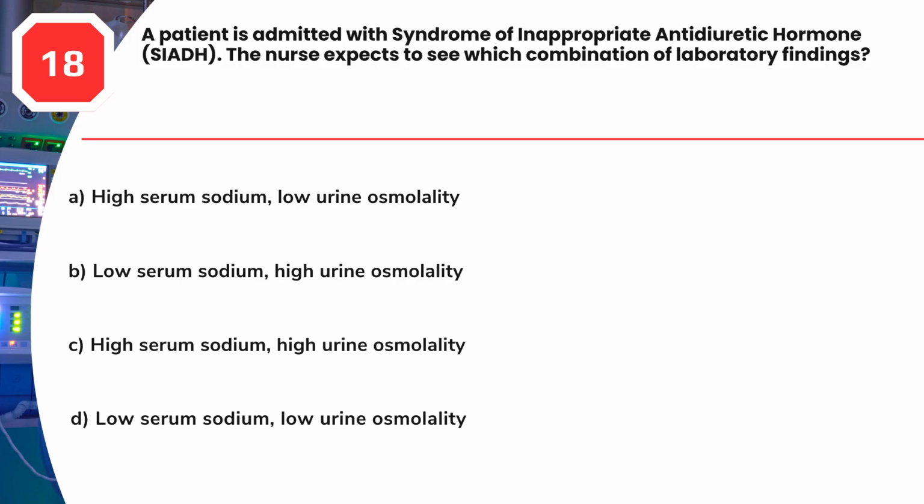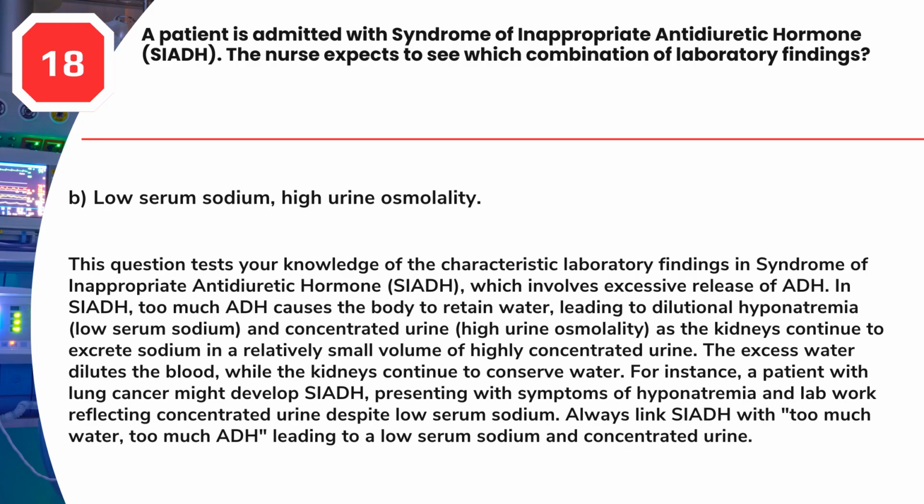Question 18. A patient is admitted with syndrome of inappropriate antidiuretic hormone, SIAD. The nurse expects to see which combination of laboratory findings? A. High serum sodium, low urine osmolality. B. Low serum sodium, high urine osmolality. C. High serum sodium, high urine osmolality. D. Low serum sodium, low urine osmolality. Answer, B. Low serum sodium, high urine osmolality.